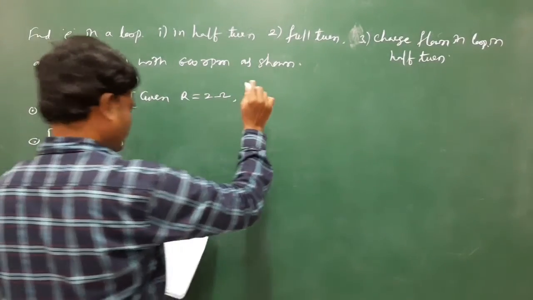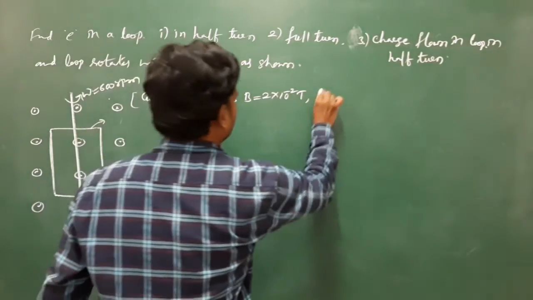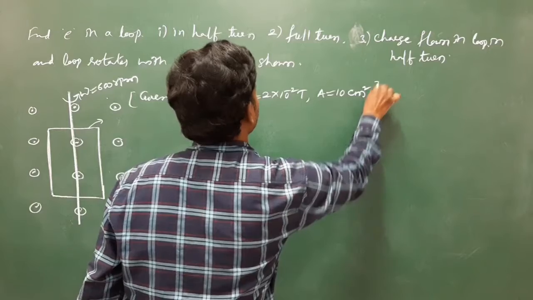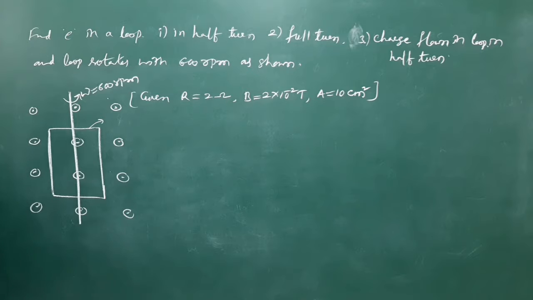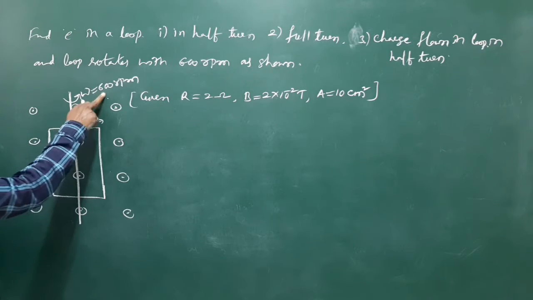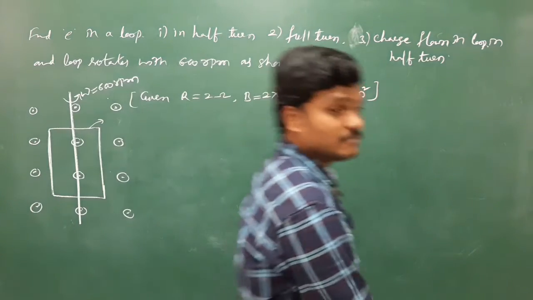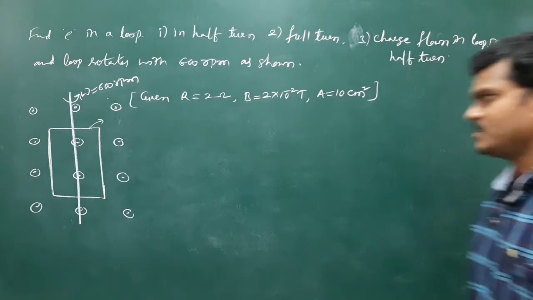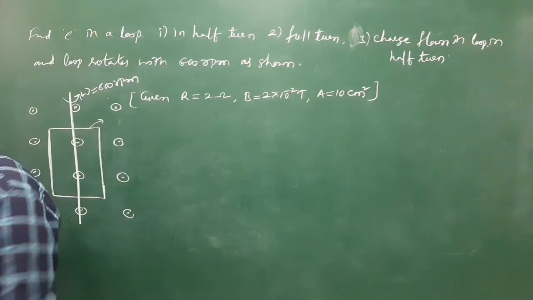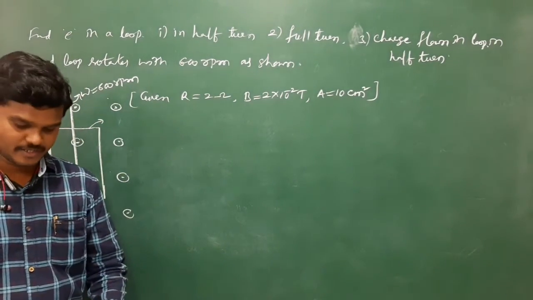Field is given as 2 into 10 raised to minus 2 Tesla. Area of the loop is given as 10 centimeter square. So I am writing data in brackets. R is given, B is given, A is given, and this is the loop which is rotating with 600 revolutions per minute. Okay, so this is the question. Think about how to find this. First, the loop has to rotate half turn. Next, full turn. Next, we have to find the charge flown in half turn.